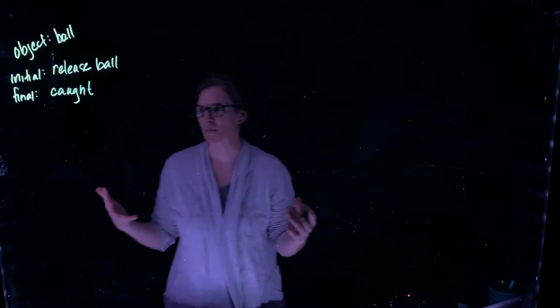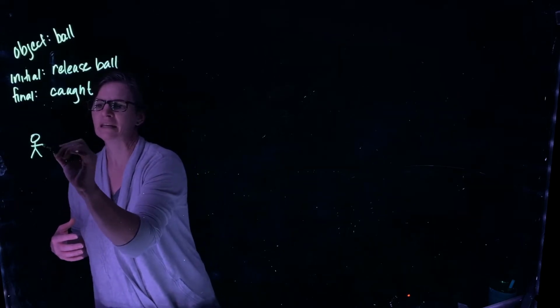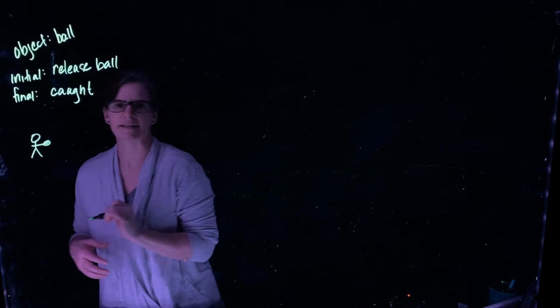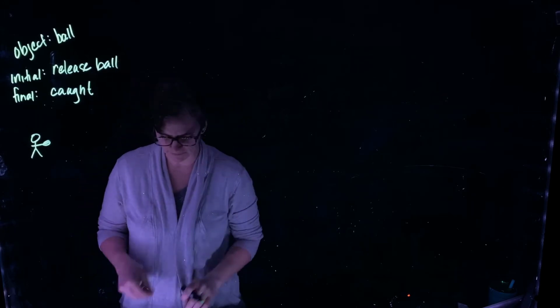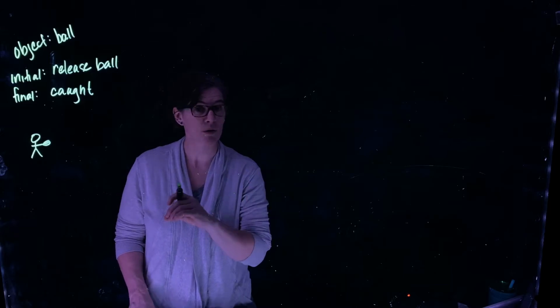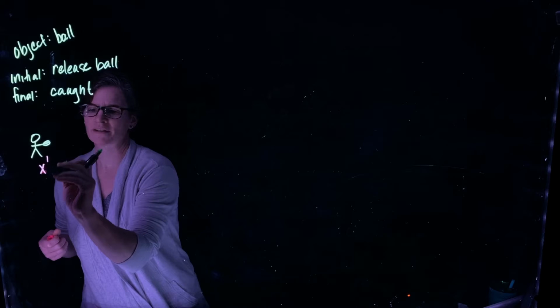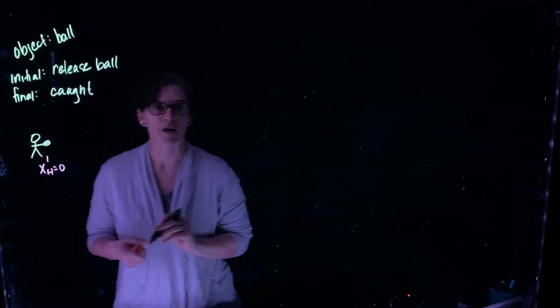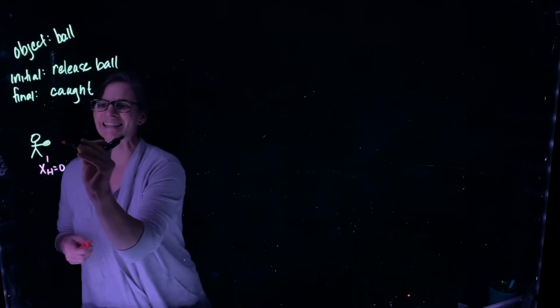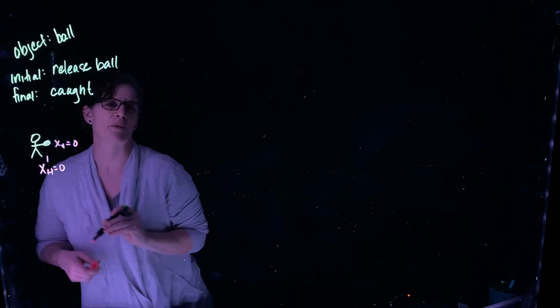Okay, so let's draw our picture. So here we have the quarterback. Here's our ball. All right, and we're going to throw that ball downfield. We have to define the origins for both our horizontal and our vertical dimensions. So let's define the horizontal origin at the location of the ball. And let's define the vertical origin at the location of the ball.